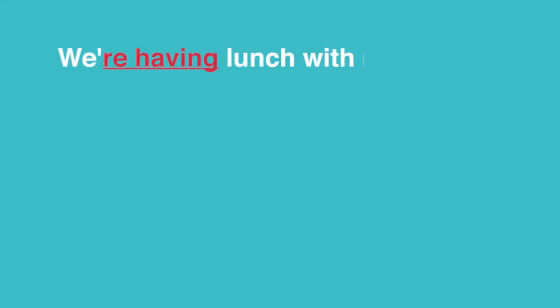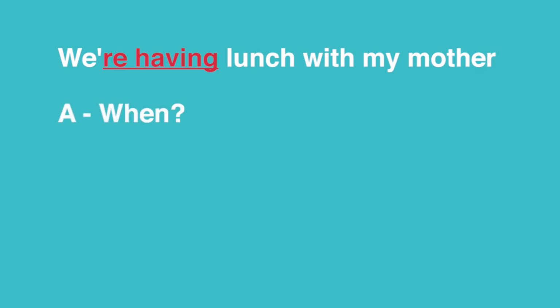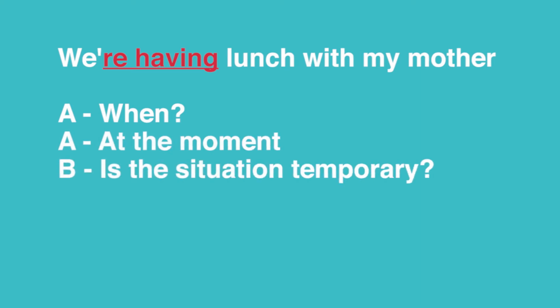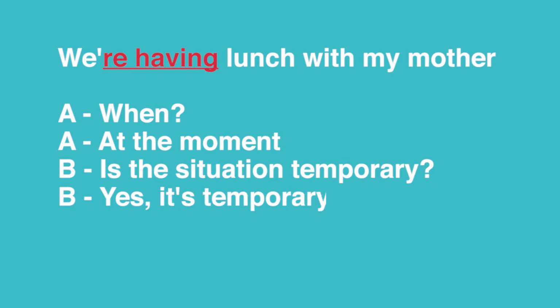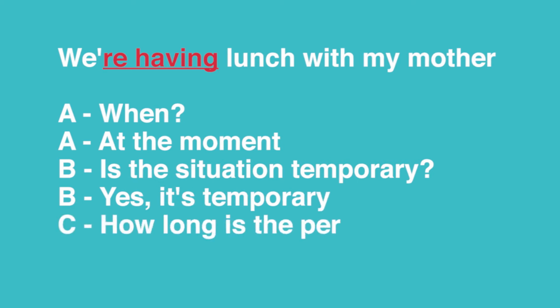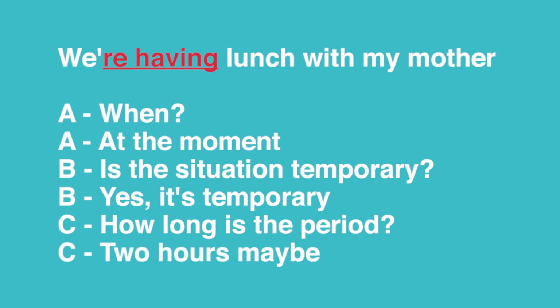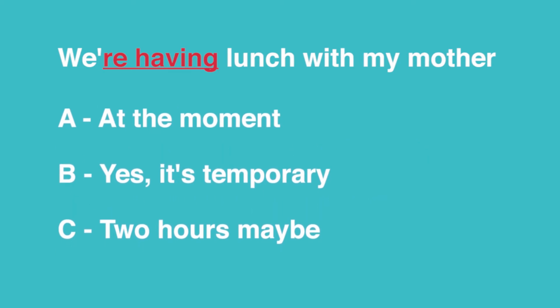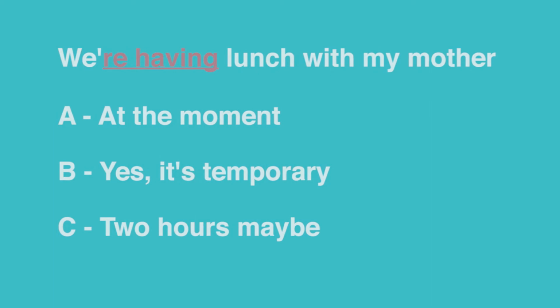We're having lunch with my mother. It's really good. A. When? At the moment. B. Is it temporary? Yes. I don't live with my mother. C. How long is the period? 2 hours, maybe. So, in this first case, it's very clear and obvious why we use the present continuous. Something that's happening now at this moment. So, what about these?